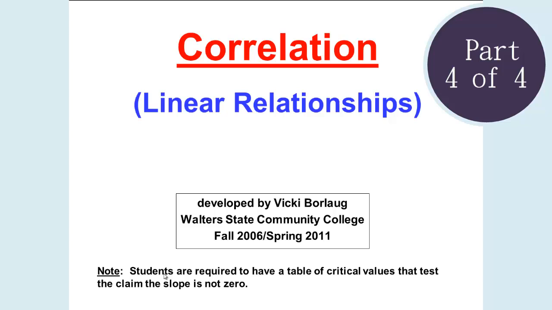Note that students are required to have a table of critical values that test the claim that the slope is not zero. This is a table that should say something at the top about correlation coefficient critical values or something similar to that. I wish to thank Mrs. Borlaug for allowing me to use her PowerPoint to make this set of videos, and this is part 4 of this series.